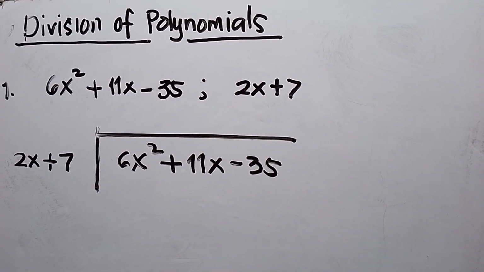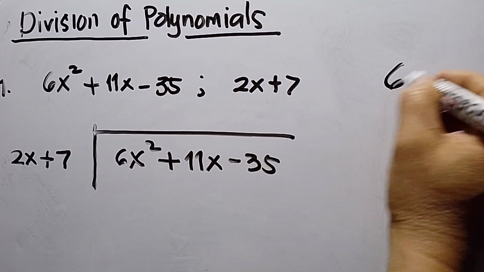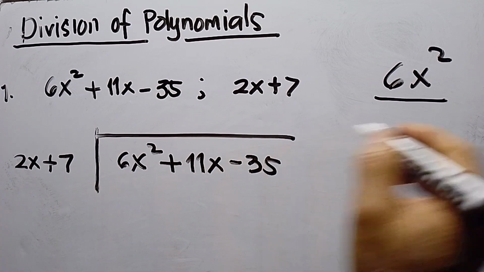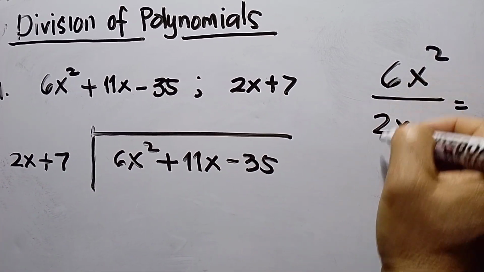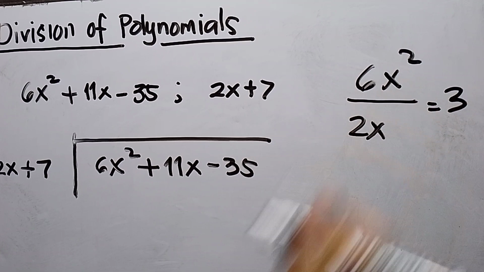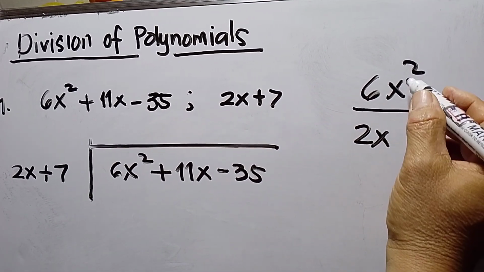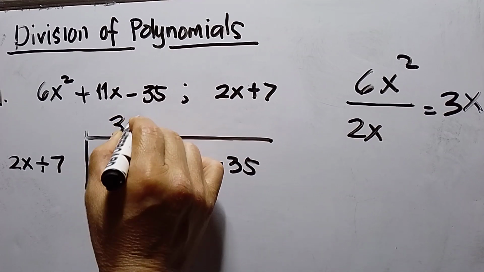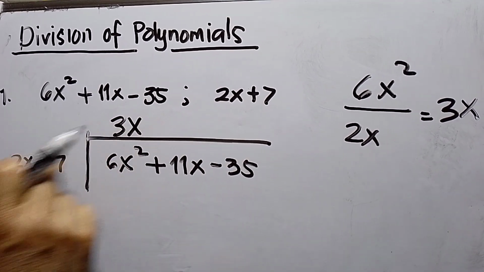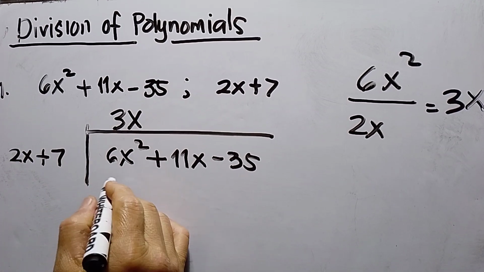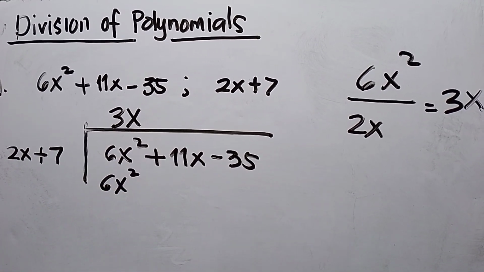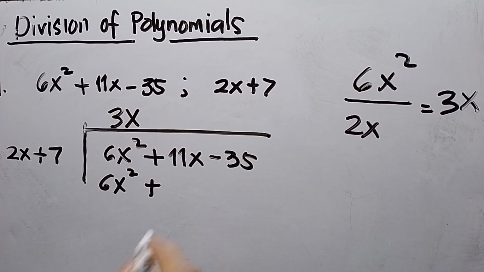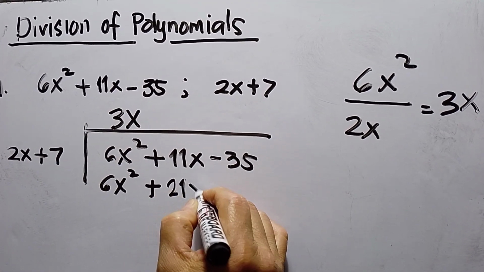Okay. First thing to do is I need to write the first term of the dividend and then divide by the first term of the divisor. So 6 divided by 2 is 3. By applying index laws, x squared divided by x will be x. So the first quotient will be 3x. And then multiply the divisor. So 3x times 2x will be 6x squared. Then plus 3x times 7, that will be 21x.